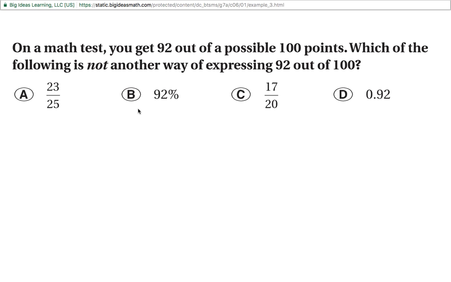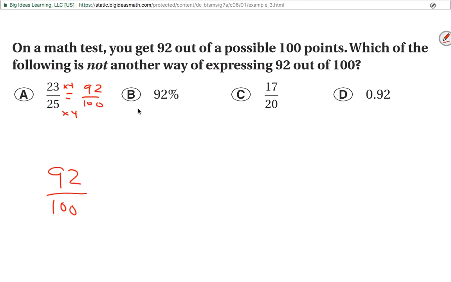23 out of 25, is that going to be 92 out of 100? 92%, 17 out of 20. What do we need to do in order to compare these and know if they're actually the 92 out of 100? Well, we need to put them in the same format. If it's out of 100, 92 out of 100, that is our fraction. If we have a fraction right here, 23 over 25, we need to convert it to the same format, which means the same denominator. That's going to get you out of 100. So multiply the bottom by 4, multiply the top by 4, that's 92. So far A is good.